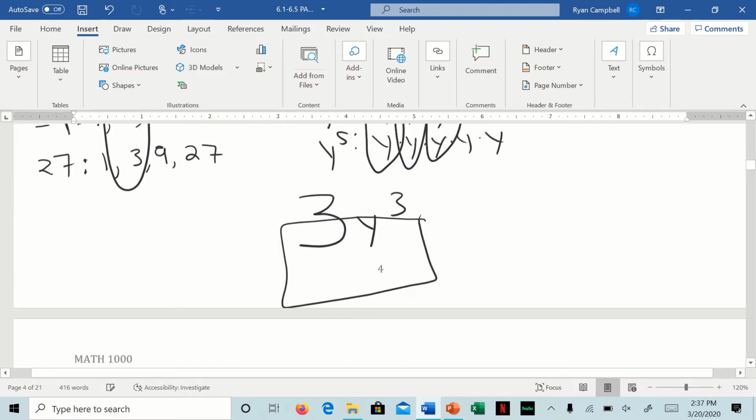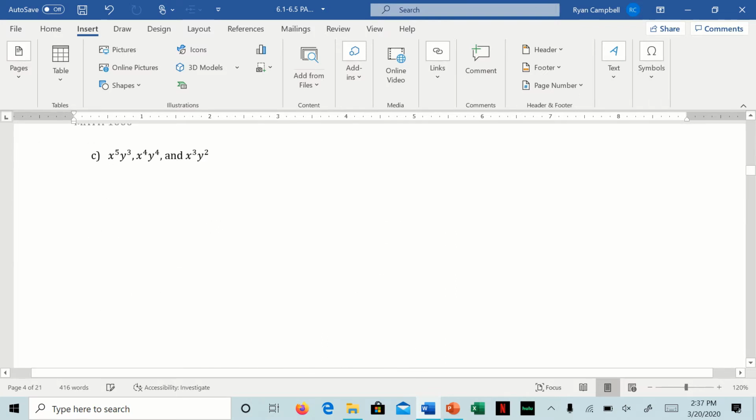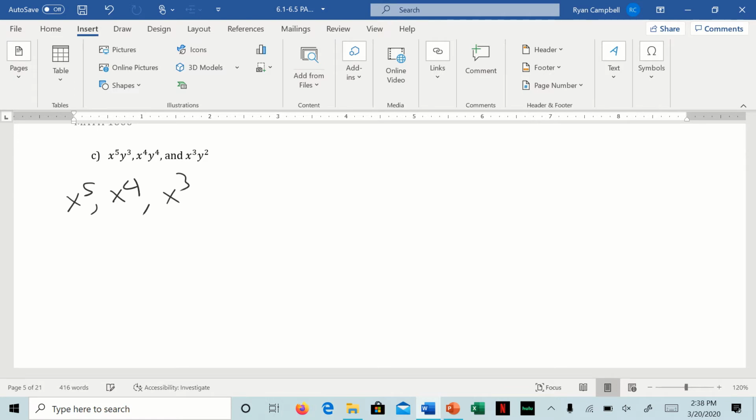Let's do one last one. So we've got x to the 5th y cubed, x to the 4th y to the 4th, x cubed y squared. So first, again, we're going to do each variable individually. So we get x to the 5th, x to the 4th, x cubed.